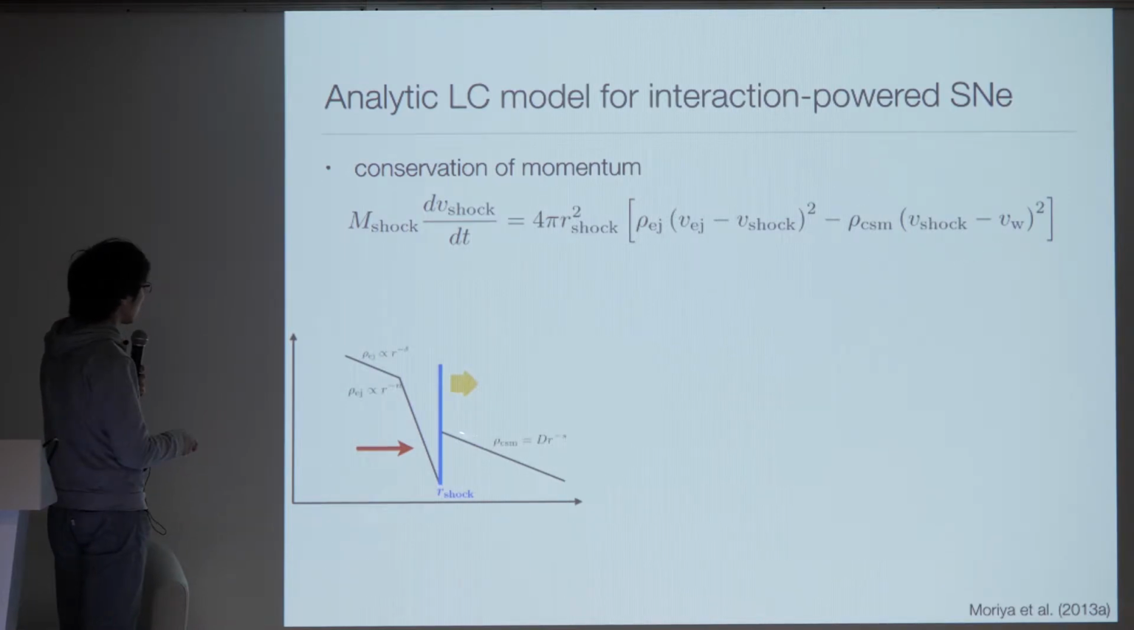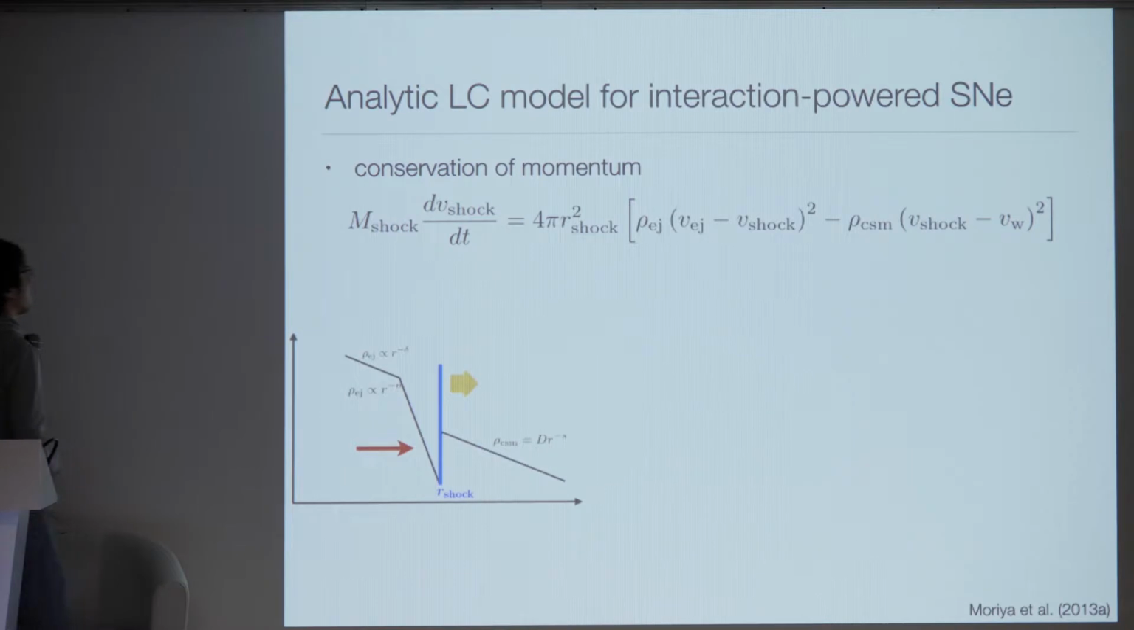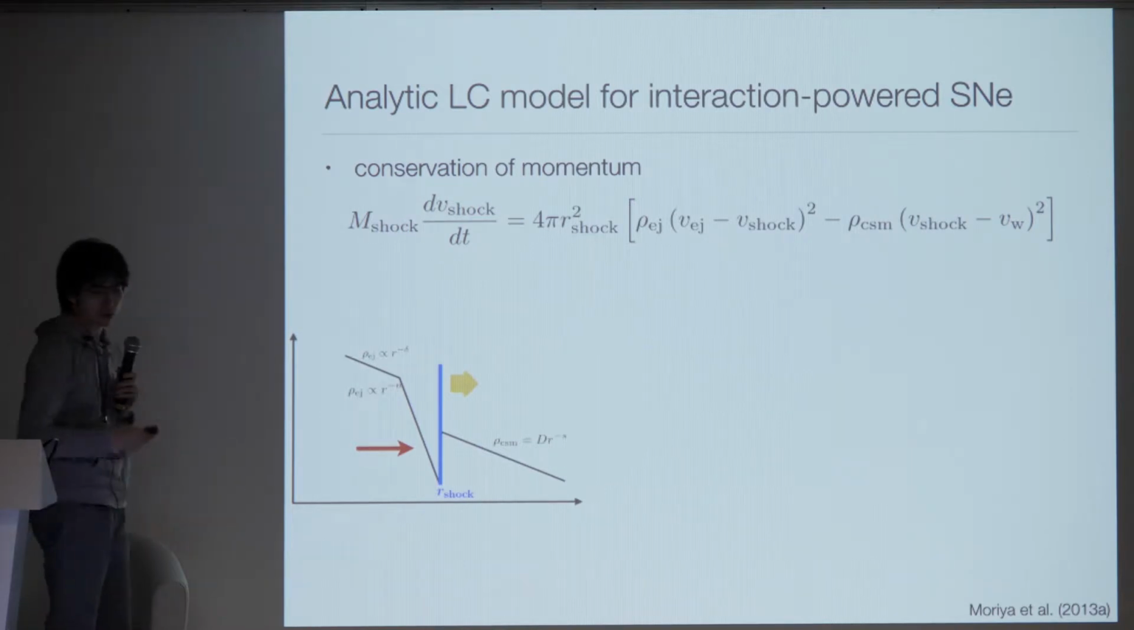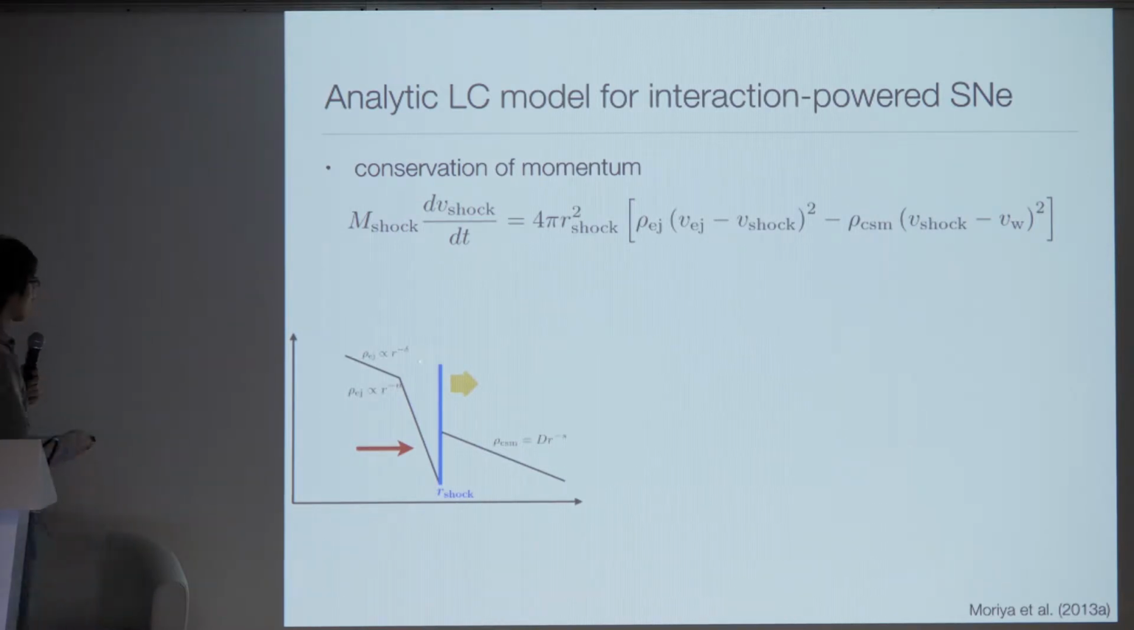And then, of course, there's a dense circumstellar matter which basically tries to decelerate this shock. So this component is this shock minus wind velocity, times this density. So this is a simple model to describe the movement of this shock between the circumstellar matter and supernova ejecta.